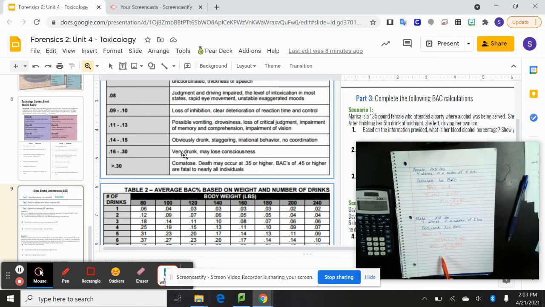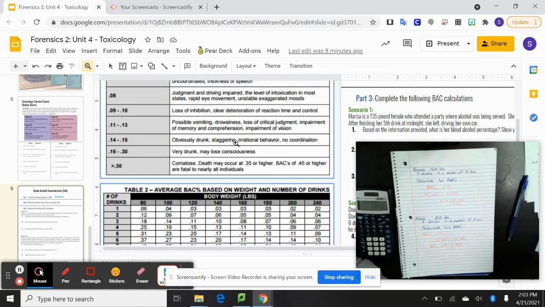But again, that doesn't take into account whether that person drank 5 drinks of 12-ounce beers. Was that 5 shots? Was it 5 mixed drinks that were double the alcohol content? Did they have a big meal? Did they not eat at all? So these are just kind of the basic calculations.